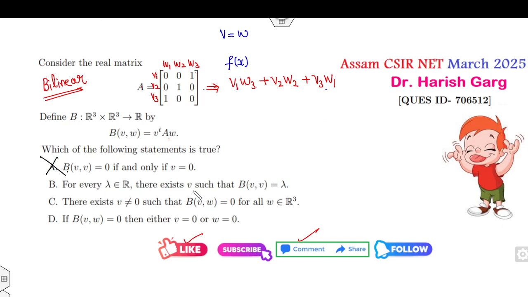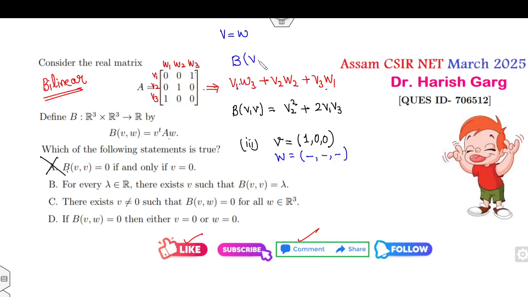For every value of lambda, there exists a V. Again, you can see the value of B(v, v) will be V2 squared plus twice V1 V3. We will see the third case first: there exists a V which is non-zero, you can choose any non-zero number, say (1, 0, 0), such that B(v, w) is 0 for all W. So W I can choose any number, such that it will be 0 for all.